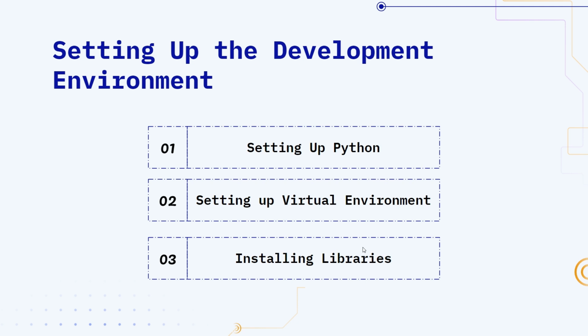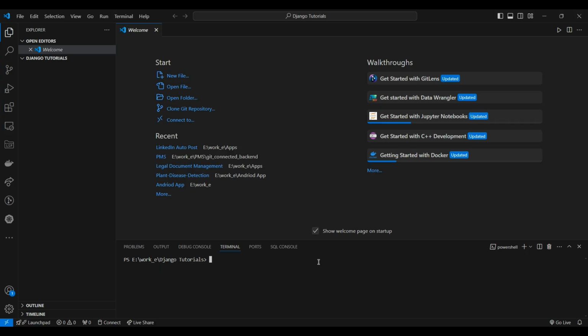Now let us move on to the setting up of virtual environment and installing the libraries. For this project I am going to work completely in the VS Code editor. So if you want you can also download VS Code editor. It is free, so you just have to download and install it, and then make sure you set up Python in VS Code.